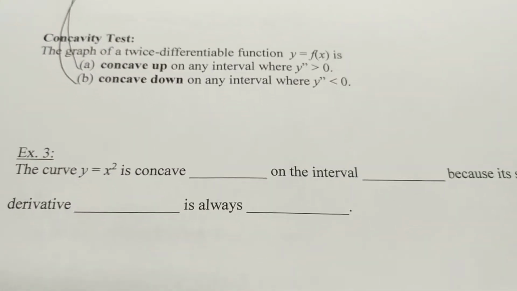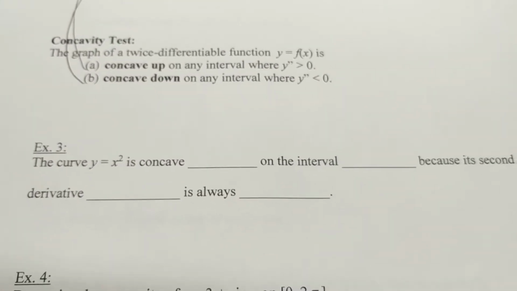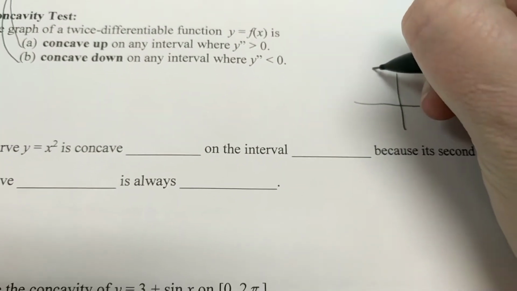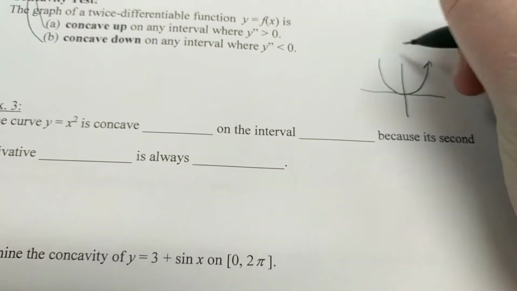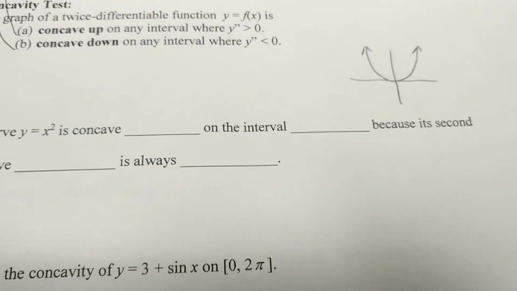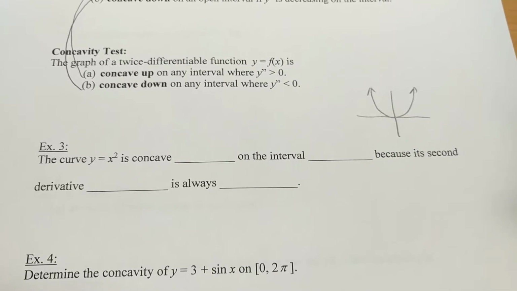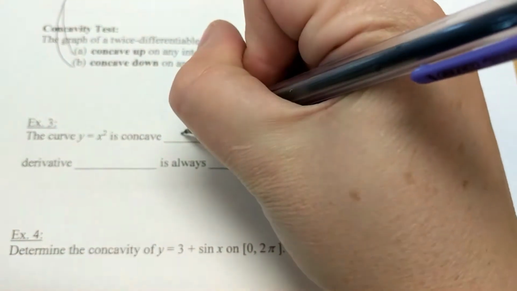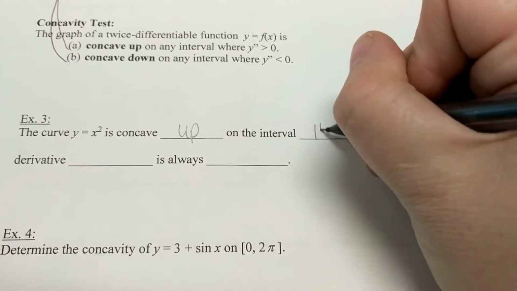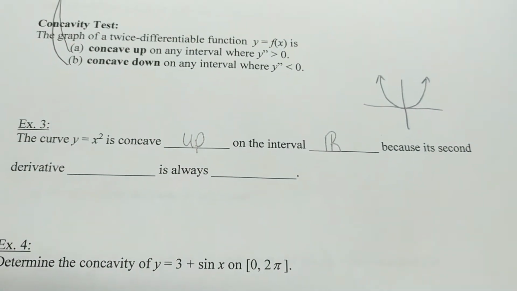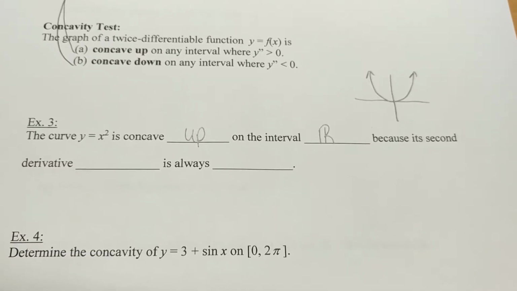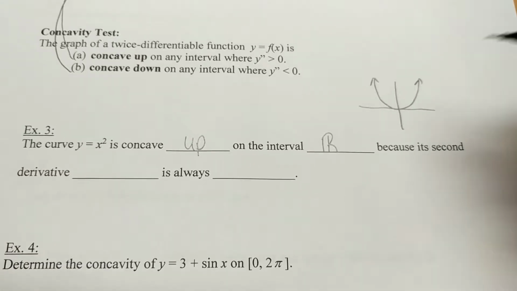So if we look back at my favorite function, y equals x squared, y equals x squared is the most basic quadratic function, and it's always smiling at you. It's always a happy function. So we would say that y equals x squared is concave up on the interval of all real numbers. You can use a double-barreled R there, because its second derivative, blank, is always blank.